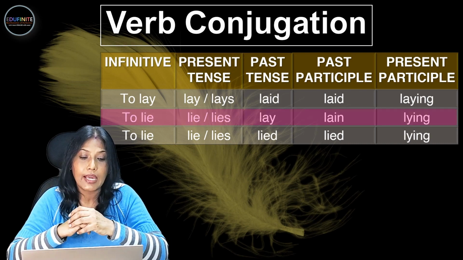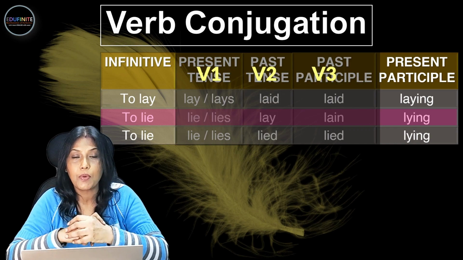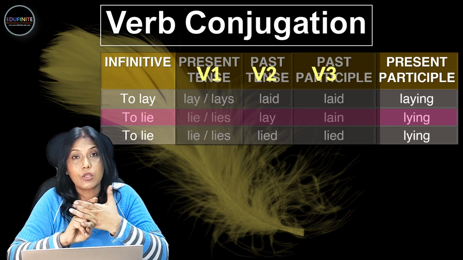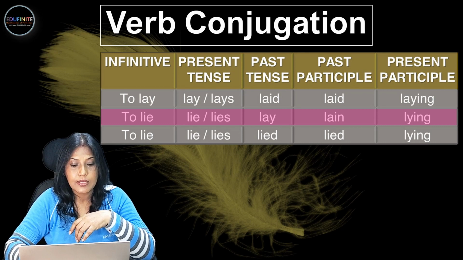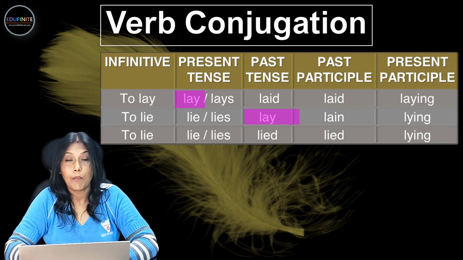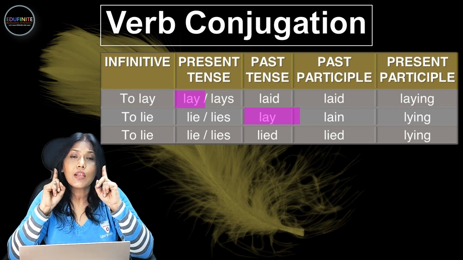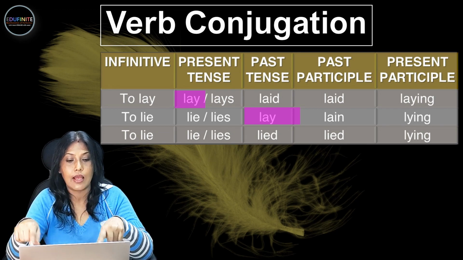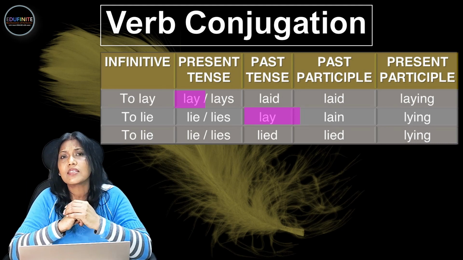Here again, obviously, the infinitive is to lie. And then the present or the V1 form of the verb, lie or lies. The past tense or the V2 form is what? Lay. So here comes the problem, the word lay. The present tense of the verb lay and the past tense of the verb lie is the same. But how do you differentiate them? It's very easy because lay is a transitive verb, so it will always be followed by a direct object, whereas lie is an intransitive verb, so there will be no direct object after it. That's how you differentiate.